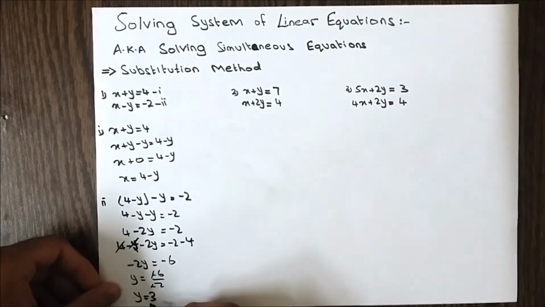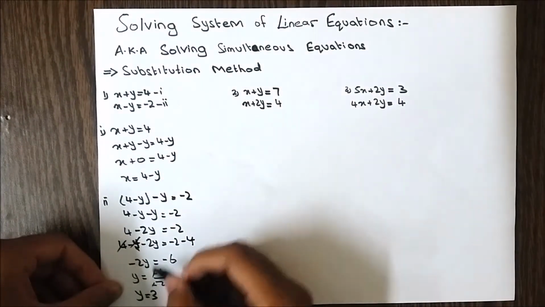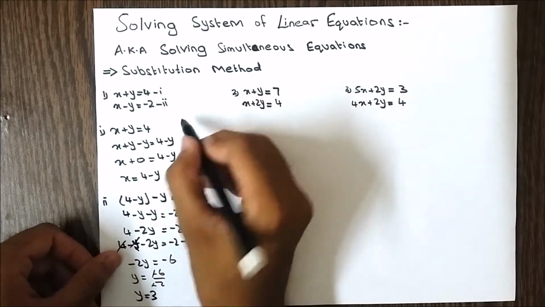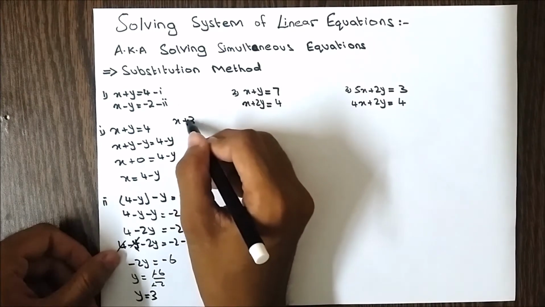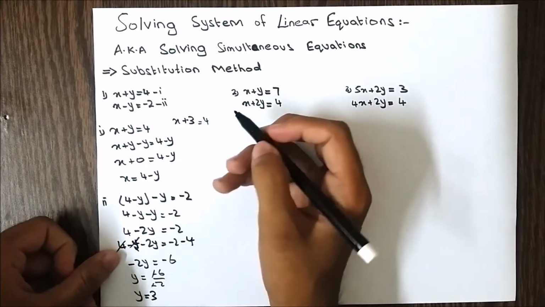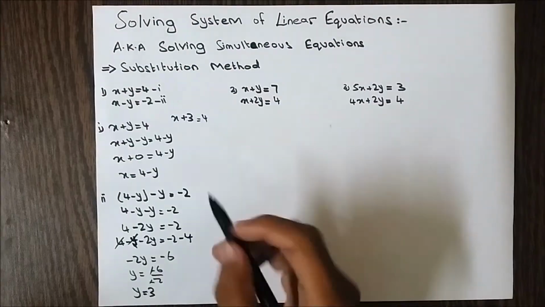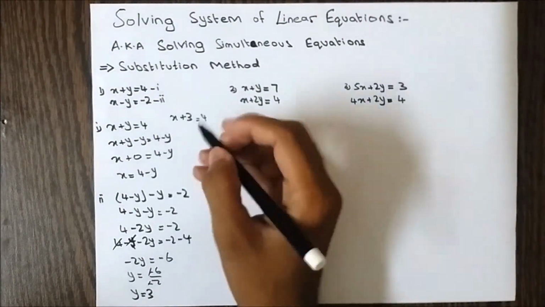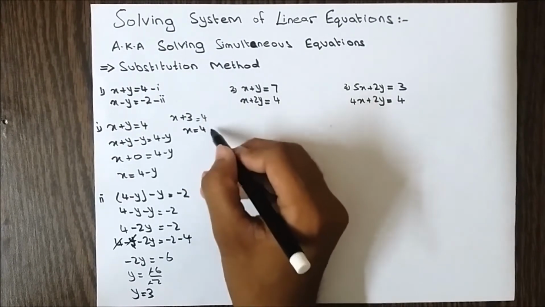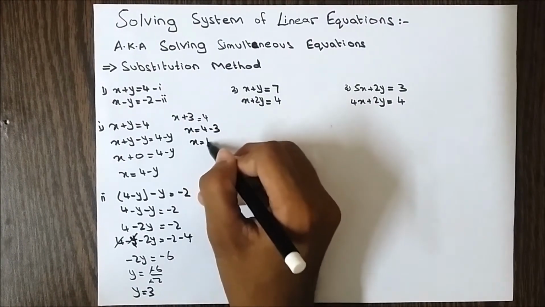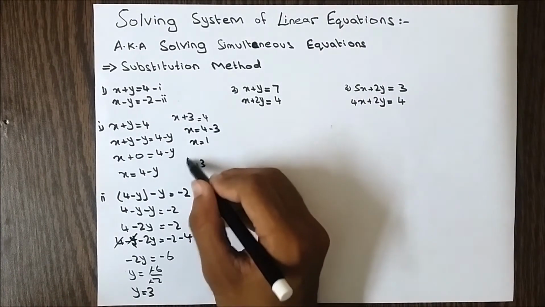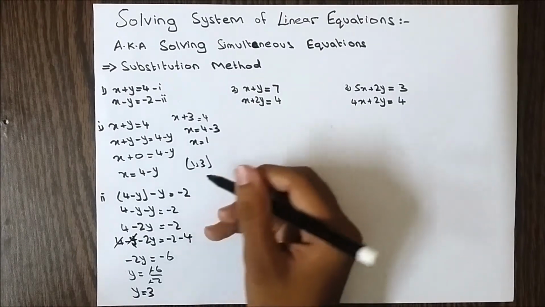Okay, here we have our y equals 3, and to get our solution we put y in any of these equations, equation 1 or equation 2. Let's put that in equation 1. We get x plus 3 equals 4. Okay, so we subtract 3 on both sides, we get x equals 4 minus 3. We subtract 3 over here, we get x equals 1. Okay, so here is our solution, which is 1 comma 3. x is 1 and y is 3.